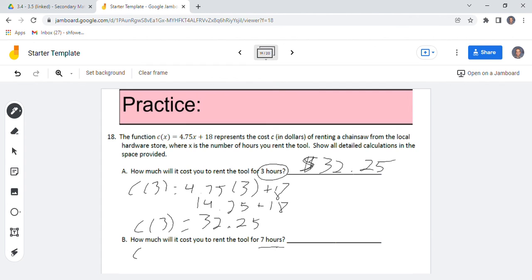All right, now the next question says, what if we do it for 7 hours? It's the exact same strategy. We're going to plug in a 7, though, this time for our X. So we have 4.75 times 7 plus 18. 4.75 times 7 is 33.25. 33.25 plus 18 right there. 33.25 plus the 18 is 51.25. So that would be $51.25 this time for the 7 hours.